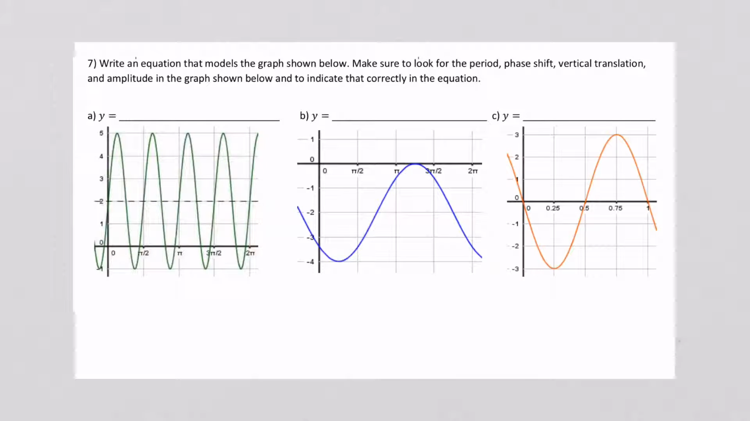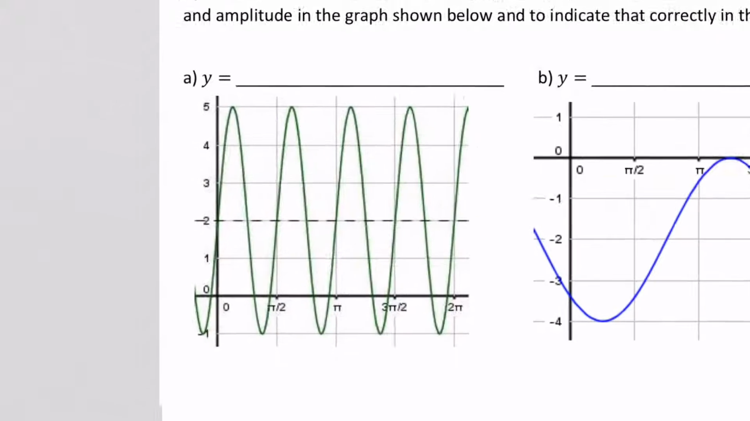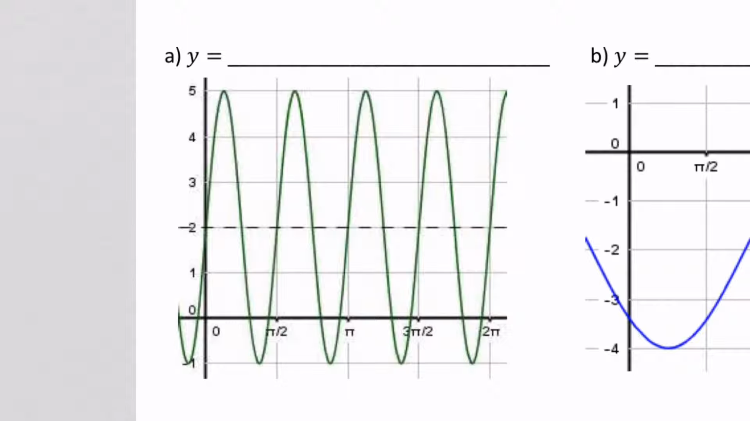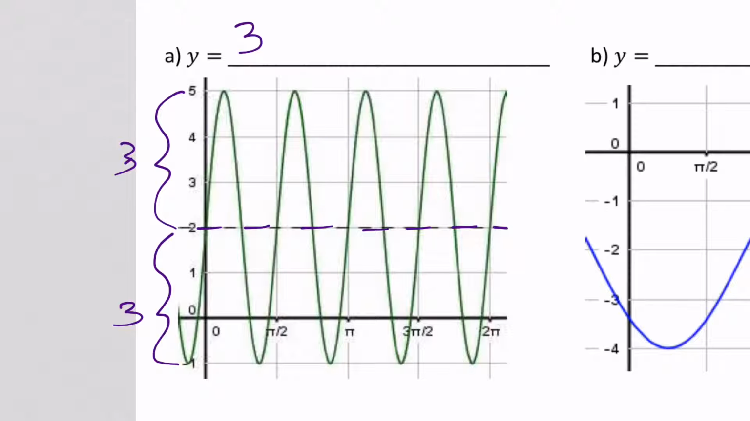One last problem for us to look at, number 7. We want to write an equation that models the graph, and so let's look at how we can do that. When I look at this, I see a symmetry line in the middle. It's running from a positive 5 to 2, and then from a 2 down to negative 1. So in each instance, the distance to that midline is 3, so that tells me my amplitude is 3, so I'm going to throw a 3 in front right there.